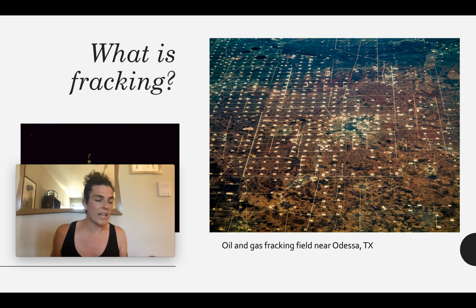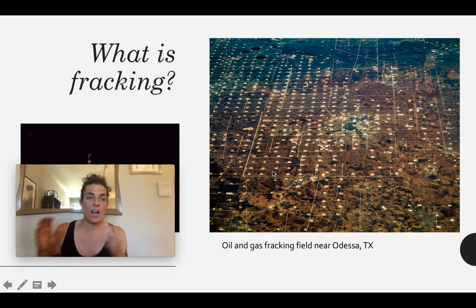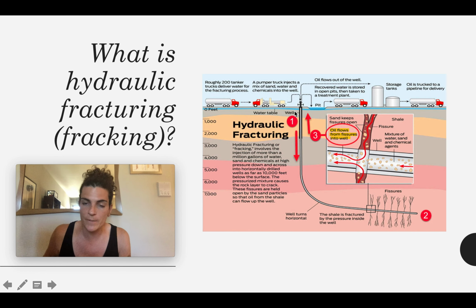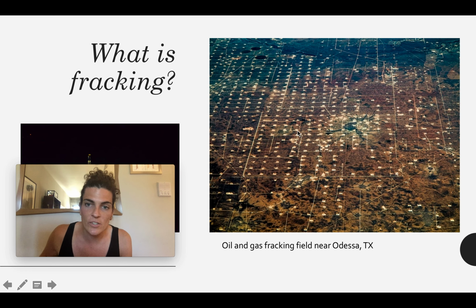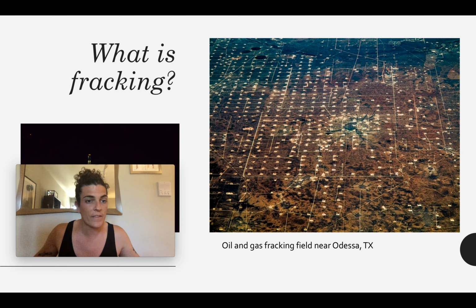So this is what it looks like from an airplane. This is what an oil and gas fracking field near Odessa, Texas looks like. Each of these little dots is a well. This is what this individual well looks like. That's just one well. So you have hundreds and hundreds, thousands, really, of wells in a single fracking field. And they're connected by these dirt roads.